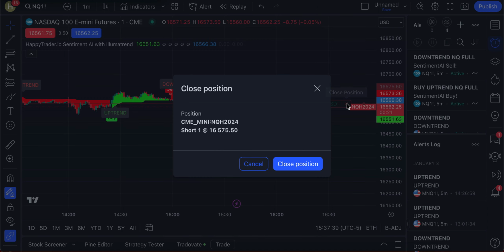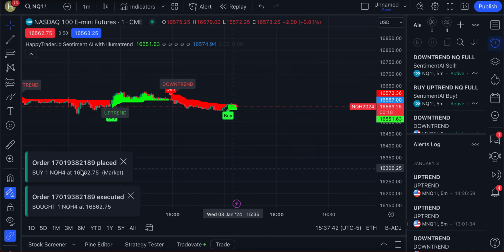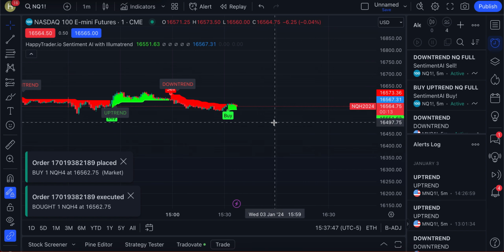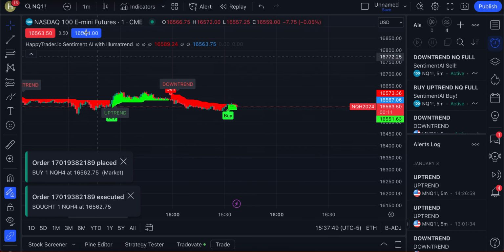So we're at like 265. We're going to close the position. Looks like a quick 245 scalp is what that came out to. And that's going to be just a failure on the 1 minute chart.